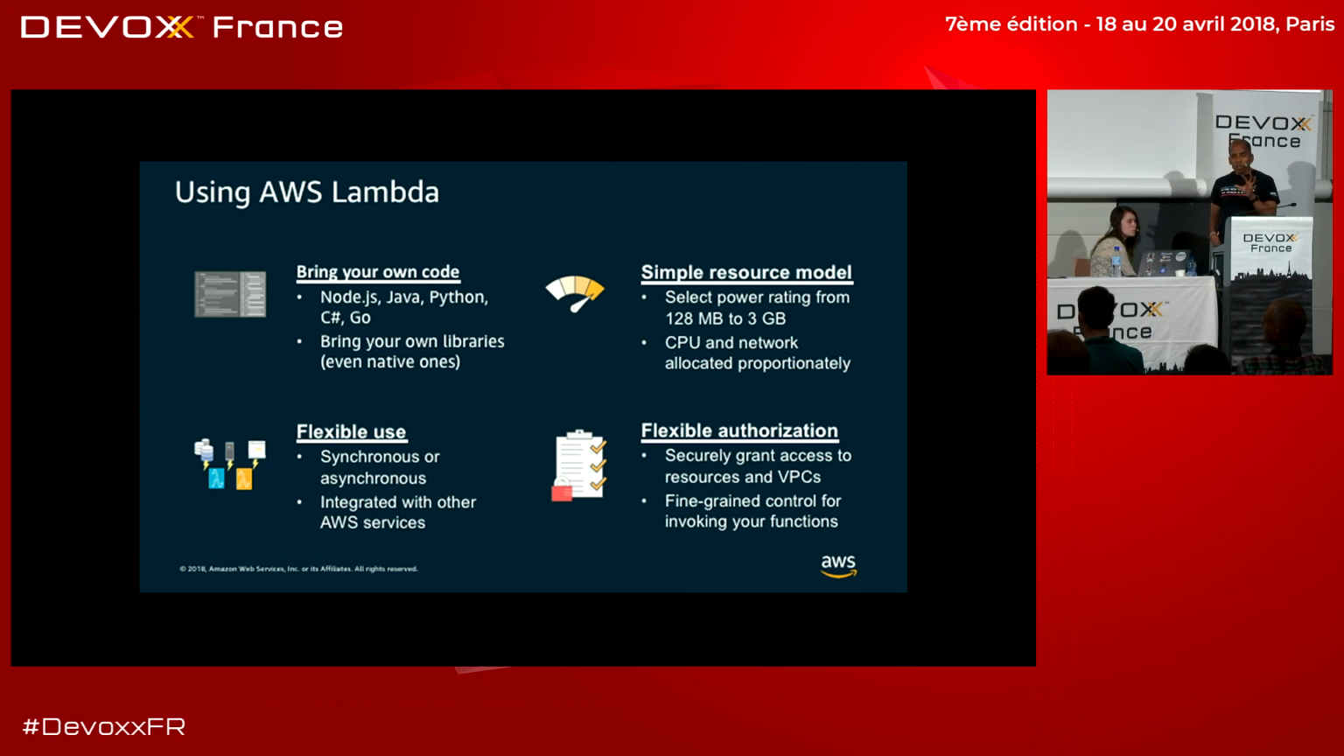In terms of resource usage, we just give you one dial, which is the memory dial. With the memory, your pricing is done accordingly. And the CPU and the network are allocated accordingly based upon the memory dial. Okay? And of course, it is fully integrated with IAM, VPCs, authorization and all of that.